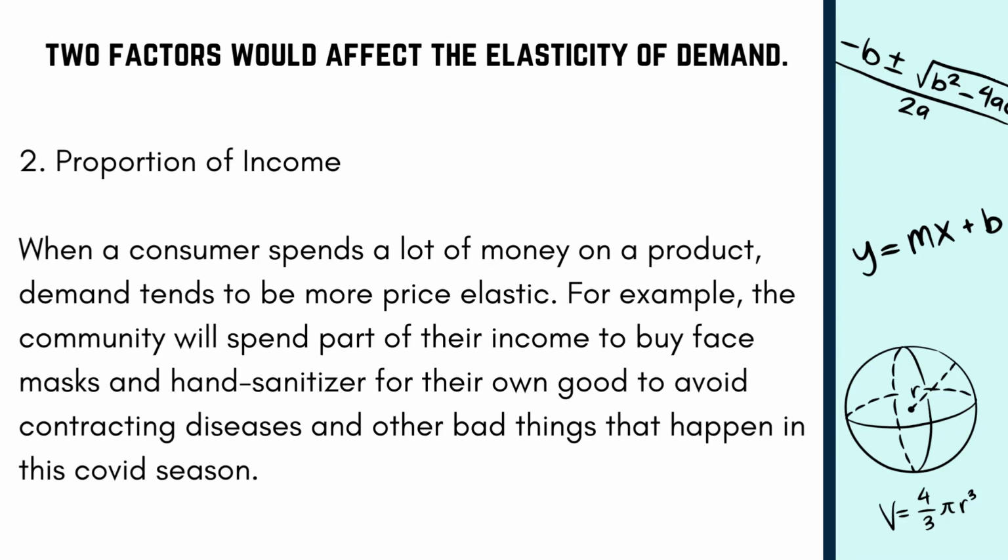The second factor that affects the elasticity of demand is proportion of income. When a consumer spends a lot of money on a product, demand tends to be more price elastic. For example, the community will spend part of their income to buy face masks and hand sanitizer for their own good, to avoid contracting diseases and other bad things that happen in this COVID season.